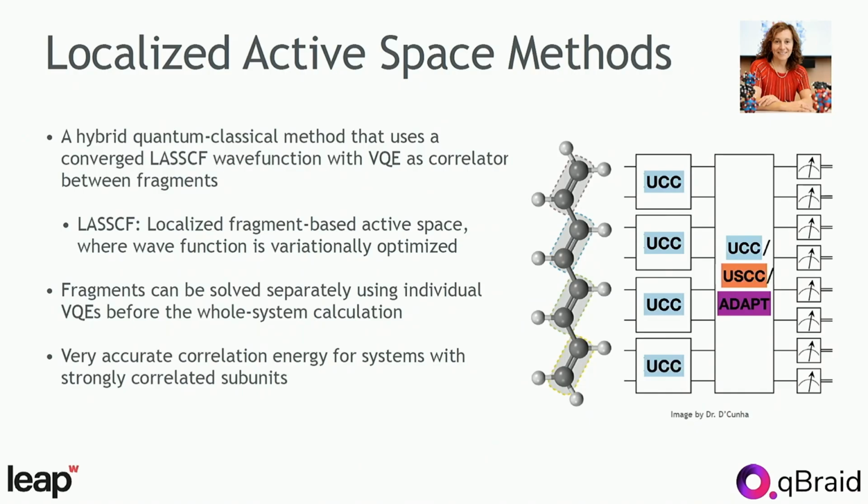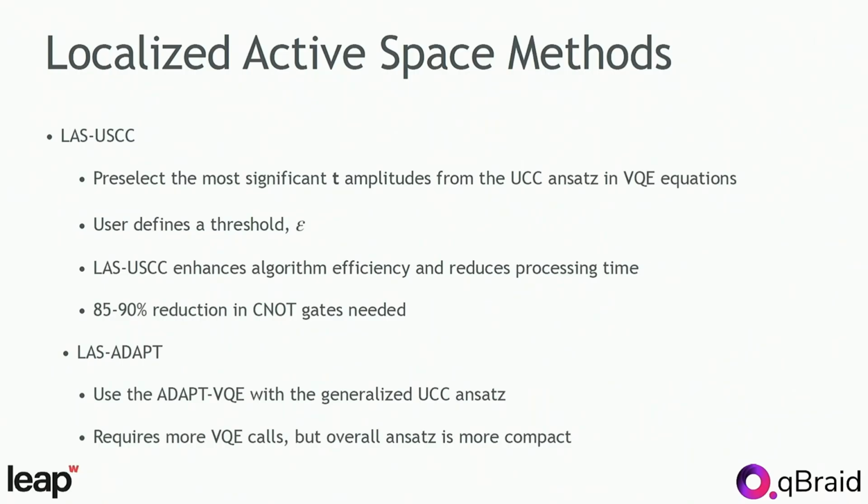Now, as you can see from this image here, you can use different methods as your inter-fragment correlator. So you could use ADAPT, you could use unitary coupled cluster, you could use USCC, which is unitary selective coupled cluster. And let me share just a little bit more about that. So LAS-USCC, what we do there is we pre-select the most significant amplitudes from the original UCC ansatz, and then we define some threshold epsilon.